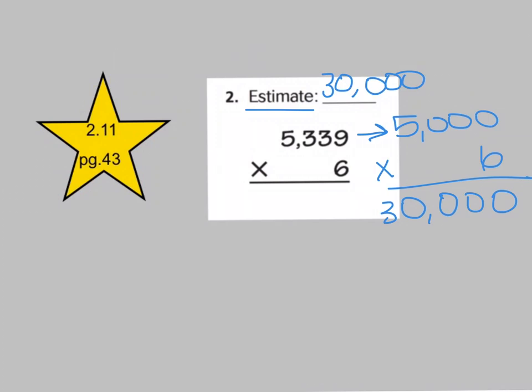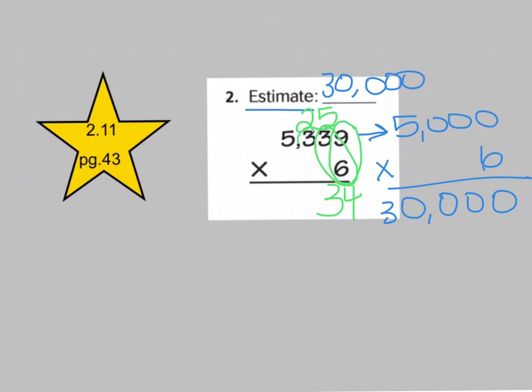The first thing I'm going to do is multiply 9 times my 6. That gives me 54. Carry my 5. Bring my 4 down. Next, I'm going to multiply my 3 times 6, not forgetting to add my 5. I know that gives me 23.